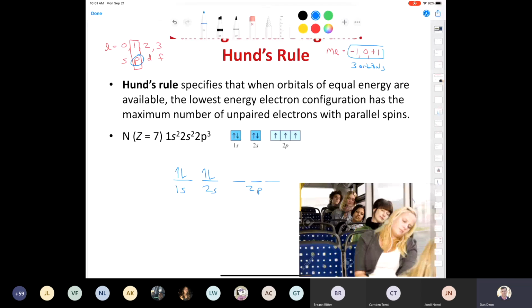So here's why I have a picture of people on the bus, because Hund's rule, sometimes I call it the bus rule. What happens if you get on the bus and there's somebody sitting in a seat? I have 3 more electrons to put in. But if you step on a bus and there's 2 empty seats and then there's 1 person sitting alone, would you go sit next to that person?